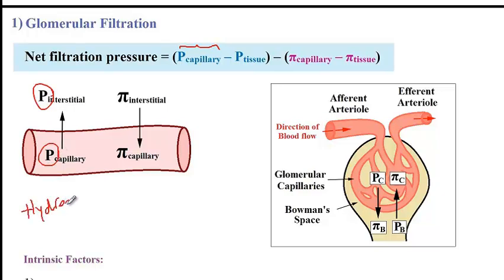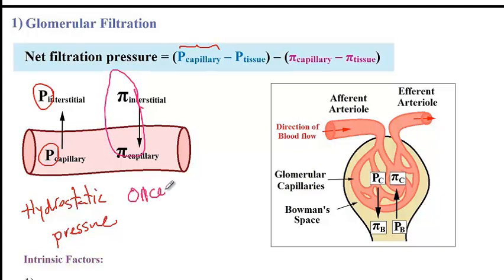hydrostatic pressure, while pi stands for oncotic pressure. And I will go into a little more detail about what each of these means. So basically, hydrostatic pressure is the physical force that is pushing the fluid through. So what determines the filtration rate is the hydrostatic pressure of the blood inside the vessels, and then what pushes back is the hydrostatic pressure of fluid that is in the Bowman capsule.